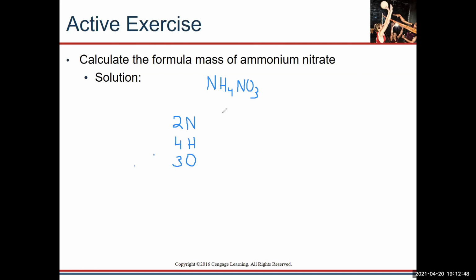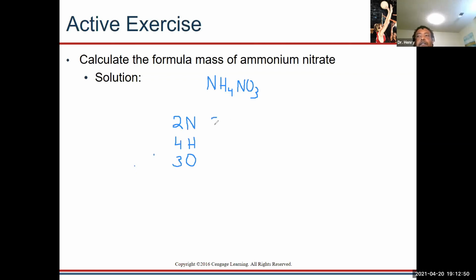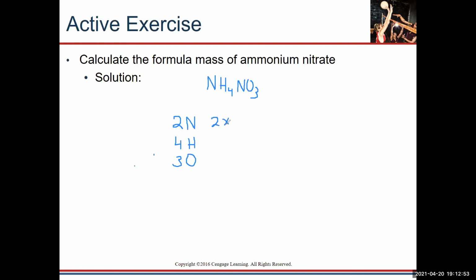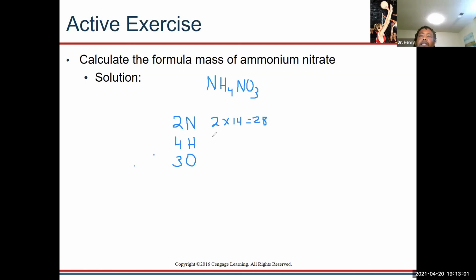Okay. So nitrogen weighs 14. 2 times 14, 28. Hydrogen weighs 1 times 4 equals 4. And oxygen 16 times 3, 48. So 80.